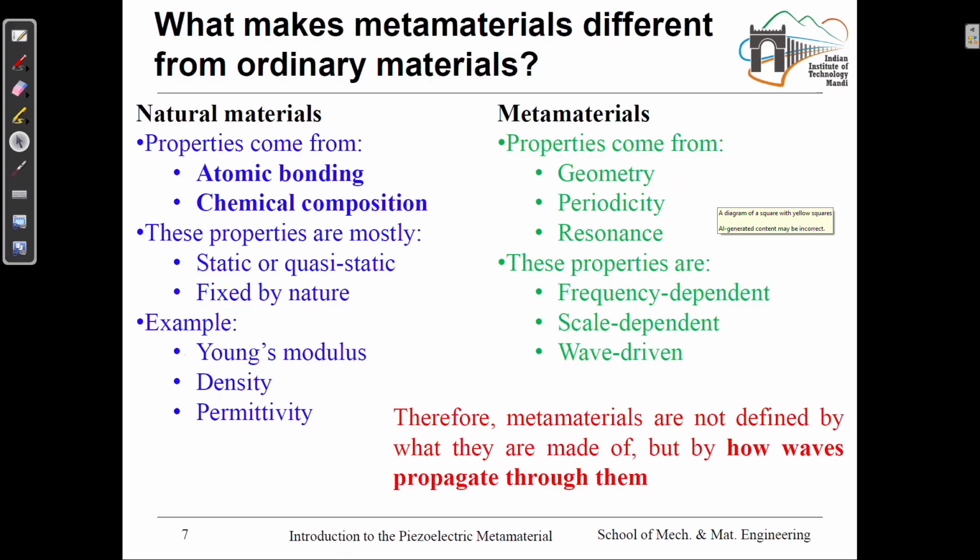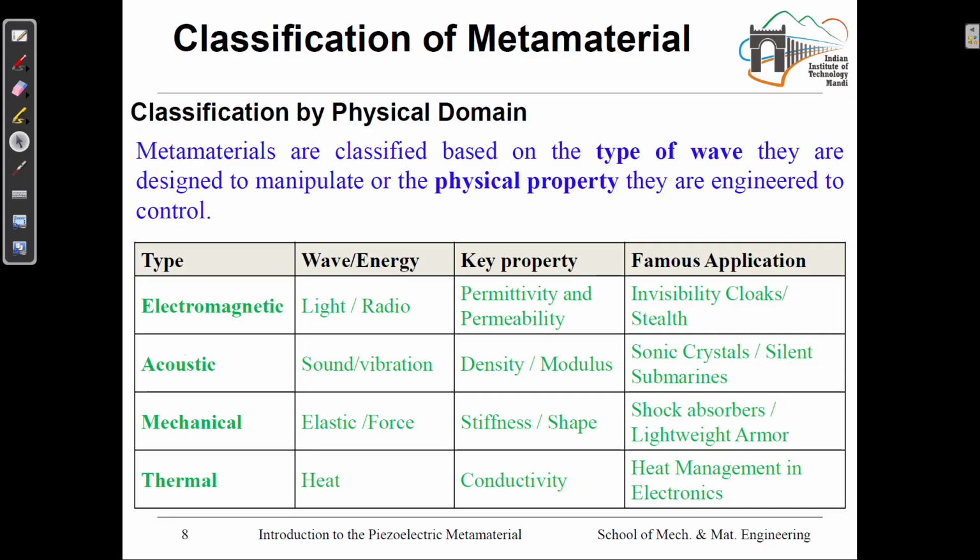So, therefore, metamaterials are not defined by what they are made of, but by how waves propagate through them. Now, classification of metamaterials. They can have many bases for classification. One, of course, may be the physical domain, like the electromagnetic domain, acoustic domain, mechanical domain, thermal domain, even the biology domain, chemical domain, and so on.